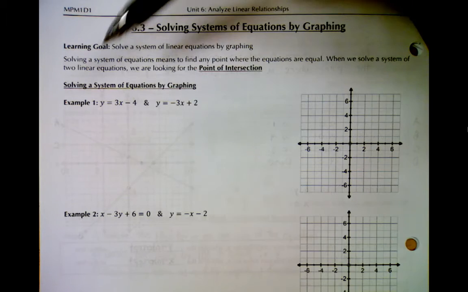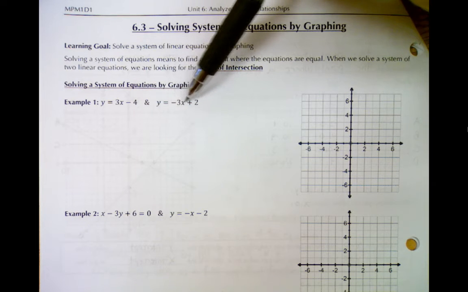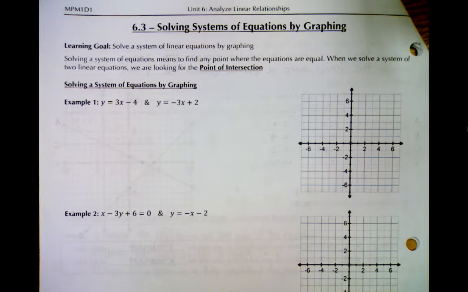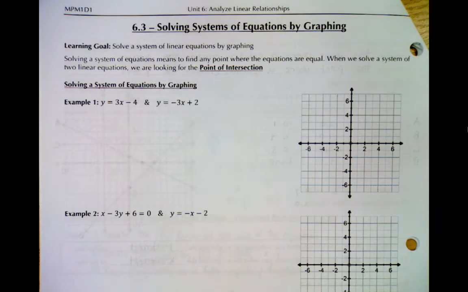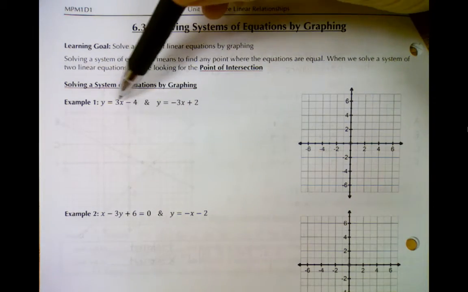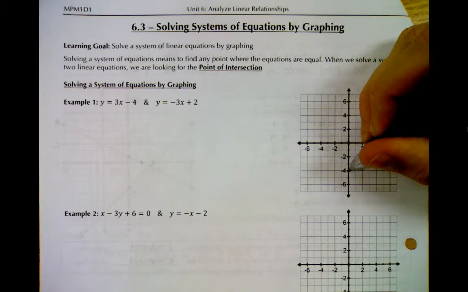We've got y equals 3x minus 4 and y equals negative 3x plus 2. Both of these equations are in y equals mx plus b form. So we can graph both of these equations by starting at the y-intercept and using the slope to find another point. So let's give it a shot. The first one is 3x minus 4. So I'm going to start at minus 4 because that's our y-intercept.